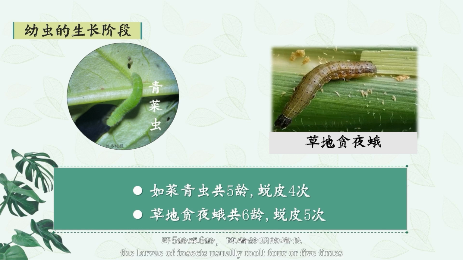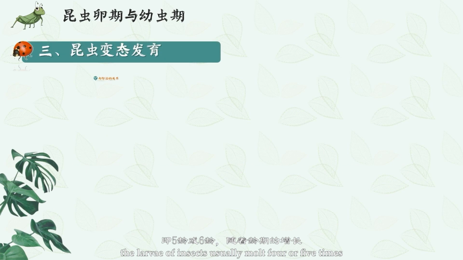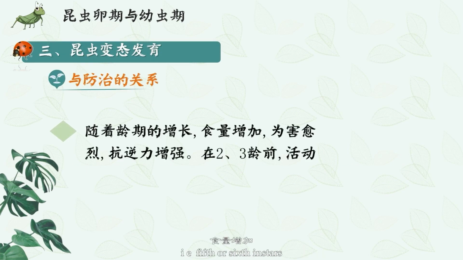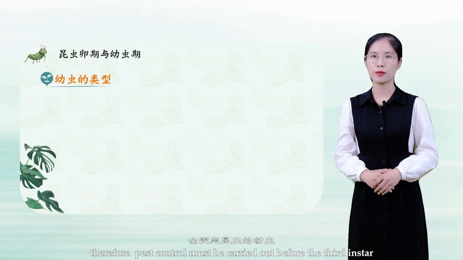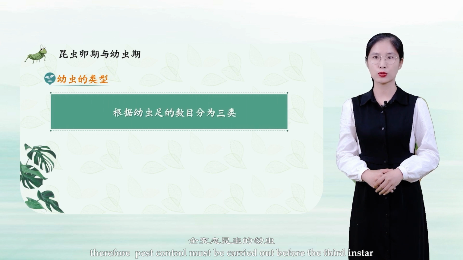The larvae of insects usually molt 4 or 5 times, i.e. 5th or 6th instars, and as the instar and food intake increase, the damage becomes more intense and the resilience increases. Before the 2nd and 3rd instars, the range of activity was small, feeding was rare, and resistance to insecticides was low. Therefore, pest control must be carried out before the 3rd instar.